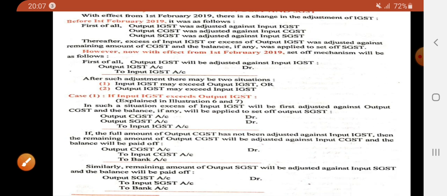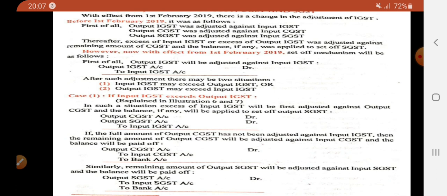Thereafter, excess of input IGST or excess of output IGST was adjusted against the remaining amount of CGST, and the balance, if any, was applied to set off SGST. So if we have any excess of input IGST, meaning while purchasing we have paid excess IGST, that excess will be adjusted against the CGST, and if there is any balance, then we will adjust it with the SGST, that is state.